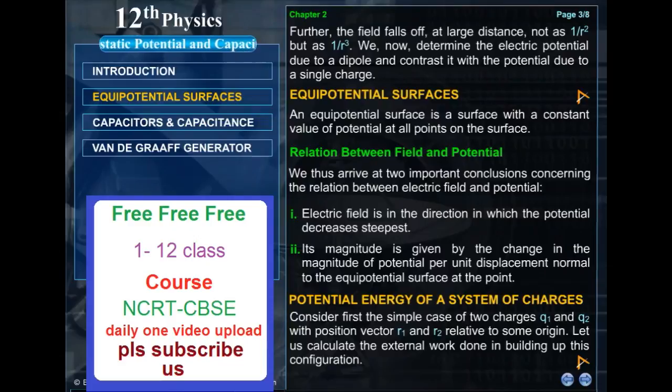Potential energy of a system of charges. Consider first the simple case of two charges q1 and q2 with position vectors r1 and r2 relative to some origin. Let us calculate the external work done in building up this configuration.